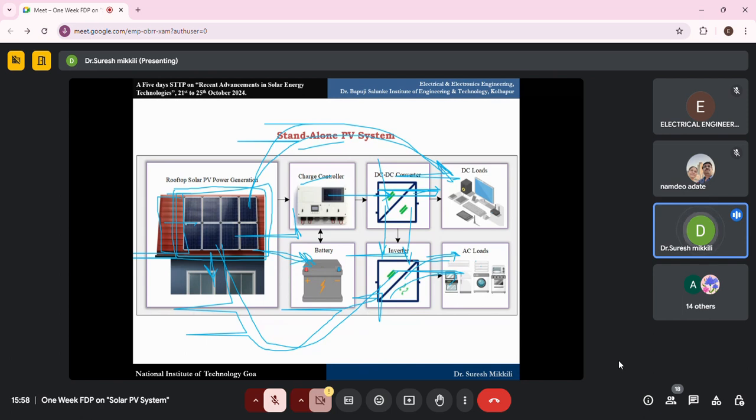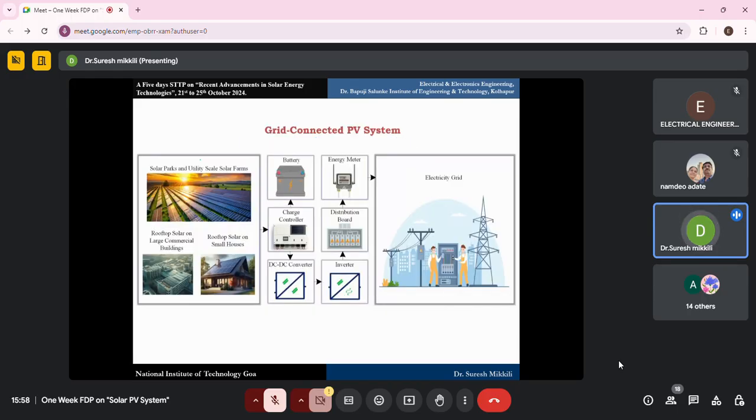So with a small amount of space and a good converter, we can easily supply power to the DC load and AC loads. I hope you understand. Next, grid connected PV systems.